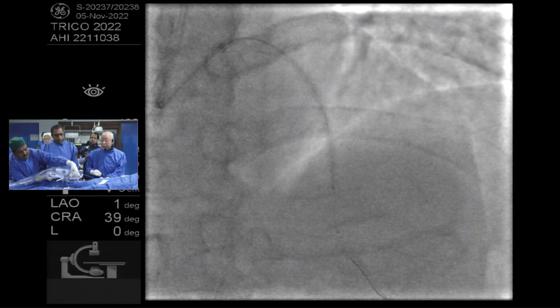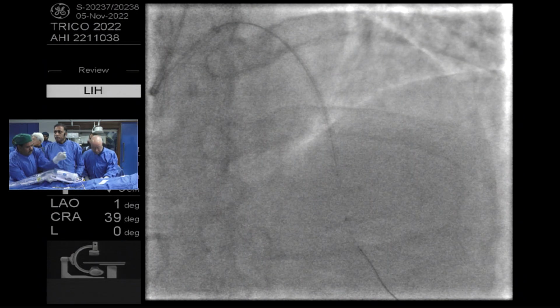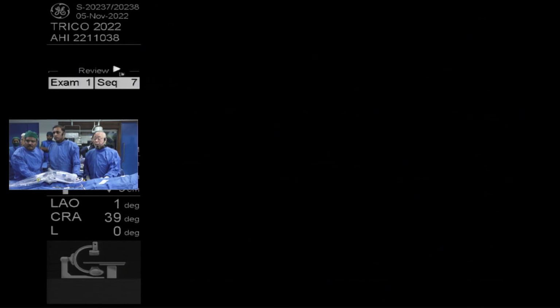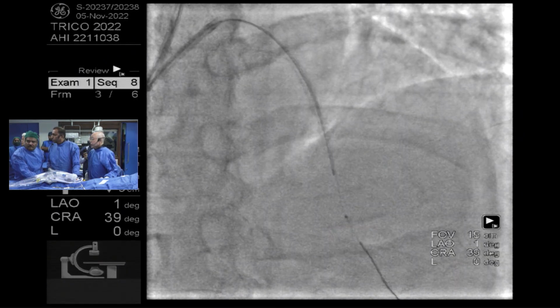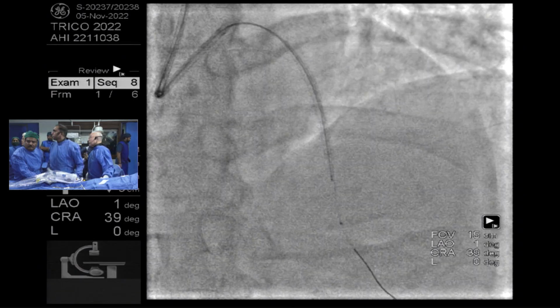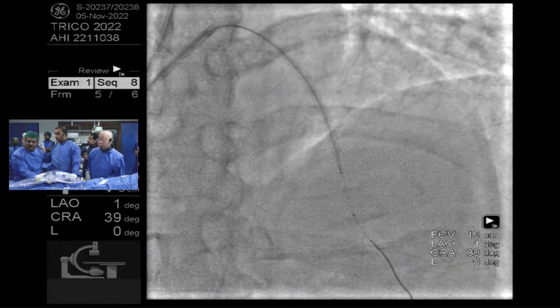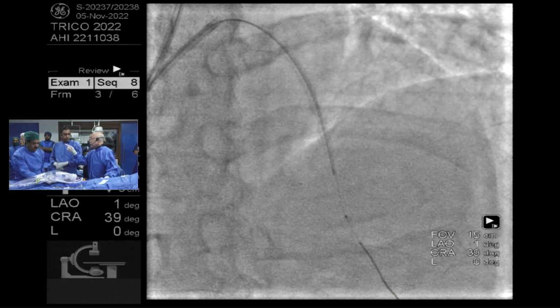Okay, so we start. Is it possible to see the images of the IVUS? No screen. That's all.